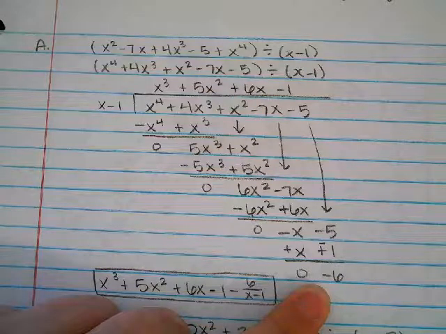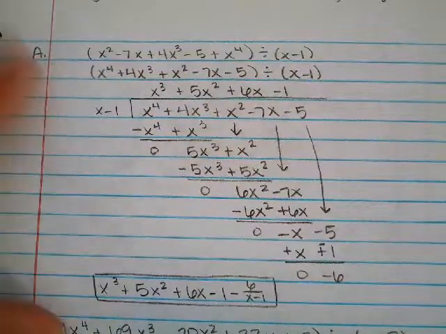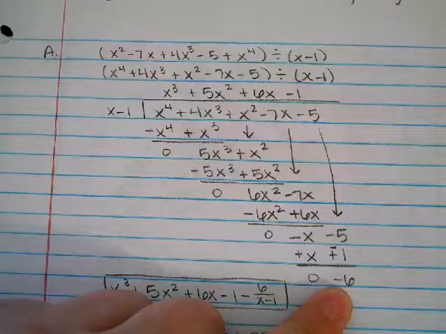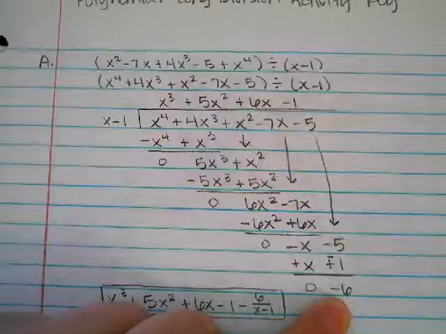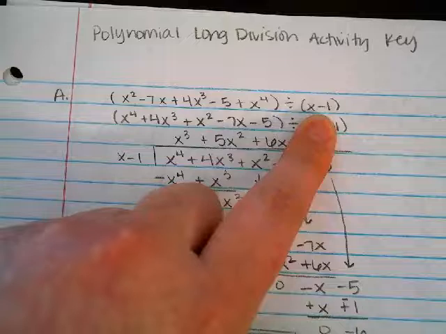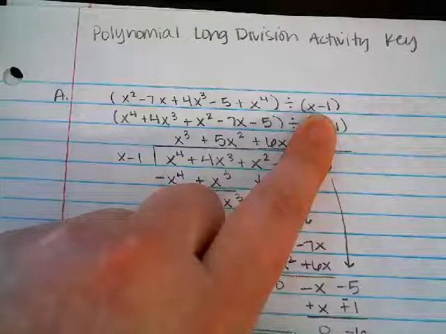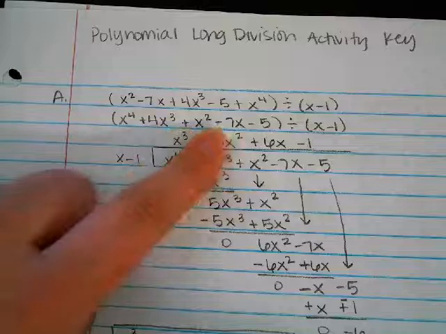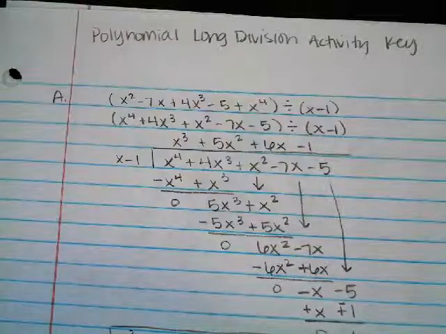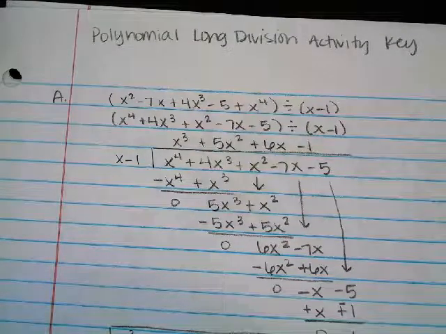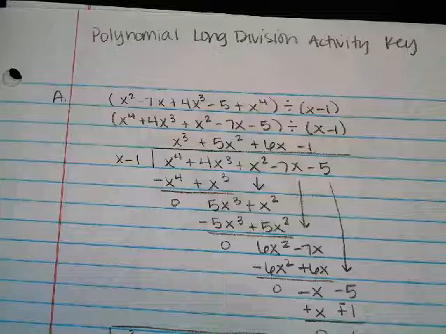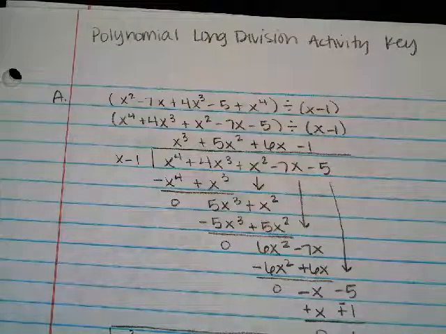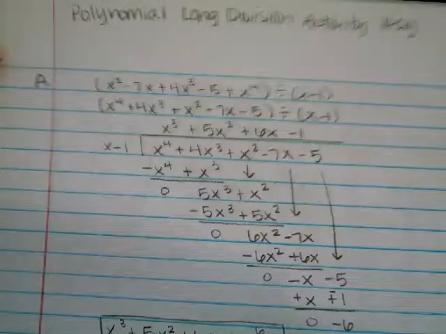Does that make sense? Okay, so if we look at problem A, there's a remainder of -6. So our conclusion about that problem is that x minus 1 is not a factor of x to the 4th plus 4x to the 3rd plus x squared minus 7x minus 5. That's our conclusion. There is a remainder. It's not a factor. Does that make sense? It did not divide evenly, so it's not a factor. Okay? What conclusion?